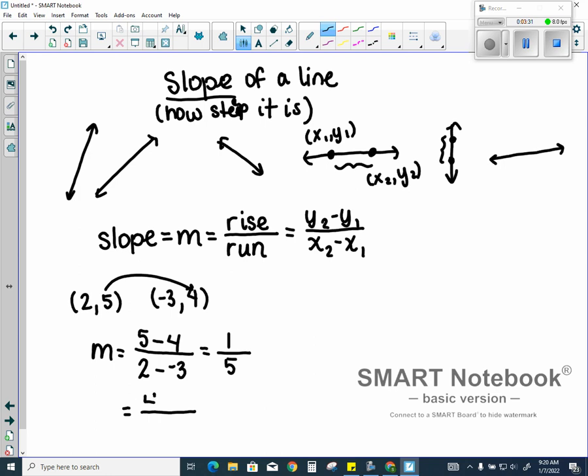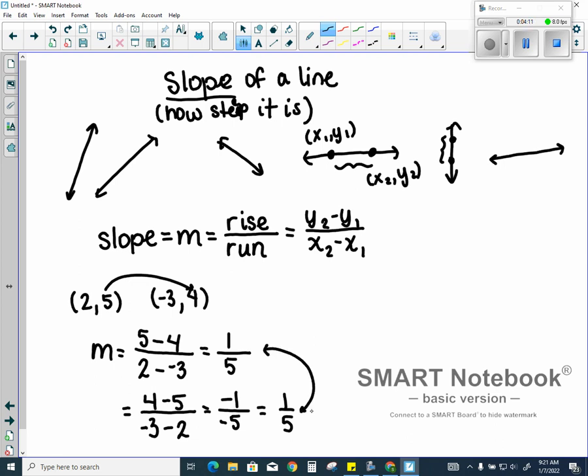Now, if at your desk, you started with the 4 and said, well, I took 4 minus 5. I called this one y2 and this one y1. That's fine. That's allowed. As long as on the bottom, when you start with your x's, you start with a negative 3, and then you subtract the other one, which is 2. Notice 4 minus 5 is a negative 1. Negative 3 minus 2 more is negative 5. And a negative over a negative still turns into a positive 1/5.